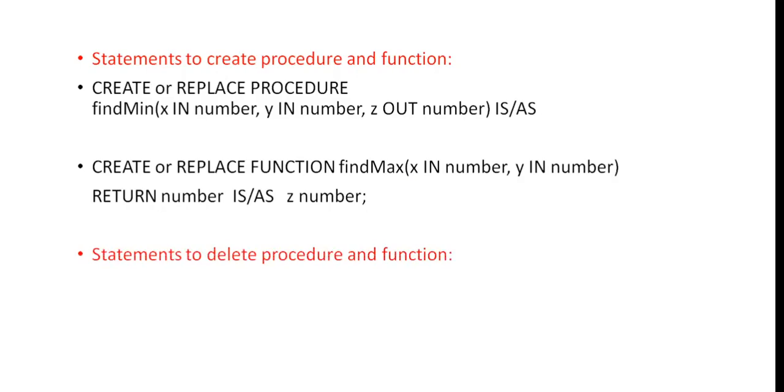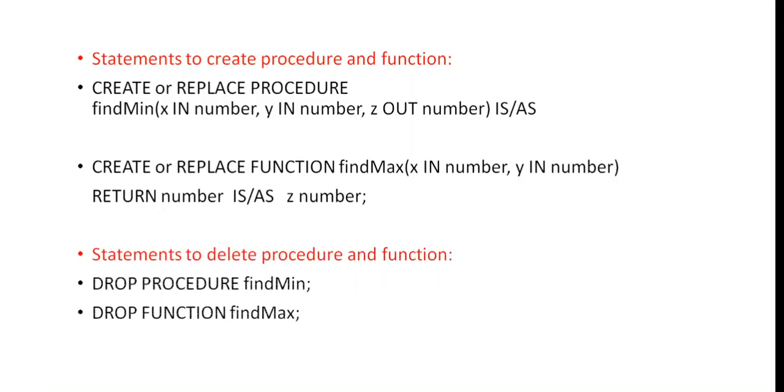Now let's see how to delete a procedure and a function. If we want to delete a procedure, then we use drop procedure find_mean, that is, drop procedure name. If you want to delete a function, then just replace the procedure keyword with the function keyword, that is, drop function find_max. Then it will delete the function from memory. So this is all about procedures and functions in PL/SQL.